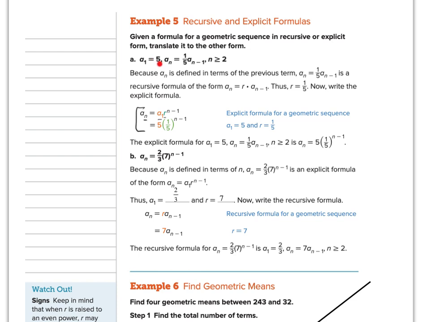So here we have A1, and AN is equal to 1/5 A. This is going to be my recursive formula. And they let me know where to start. That's why they identify A1. So thinking about it, A1 is 5. Then they tell me 1/5 times A sub n minus 1, and it says n is greater than or equal to 2. What they're saying is, you already know A1, so if you're going to move up, the next one is 2. Okay, so that would be working with my recursive formula.